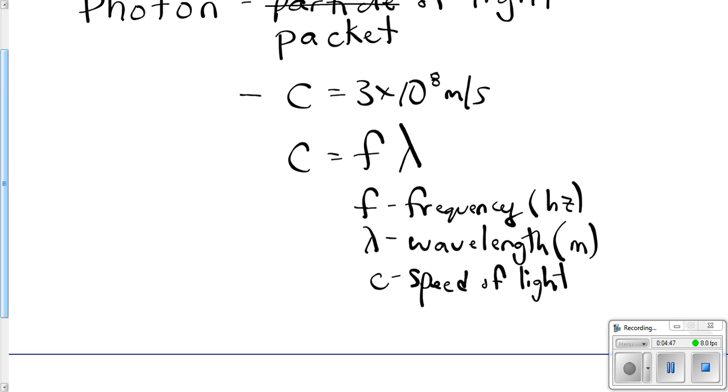It's not the best way to do it, but I always imagine a photon like a ball. It has momentum too, even though it doesn't have mass. We'll talk about that later. But a ball moving at the speed of light. Basically, it's a photon. It's a packet of energy.